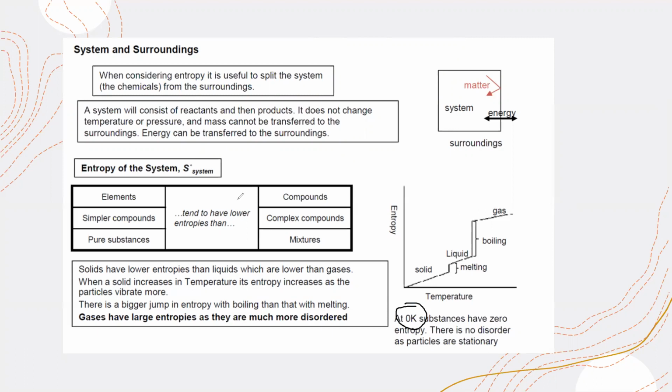So solids have lower entropy than liquids, which are lower than that of gases. And when a solid increases its temperature, the entropy increases. And there's a bigger jump of entropy when there's boiling as compared to melting, because gases have larger entropy as compared to liquids, because gases have greater disorder in the system. Is it clear? The entropy of the system, entropy or disorder in the system.